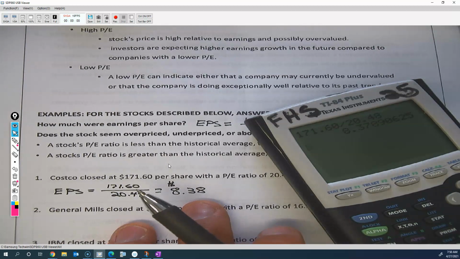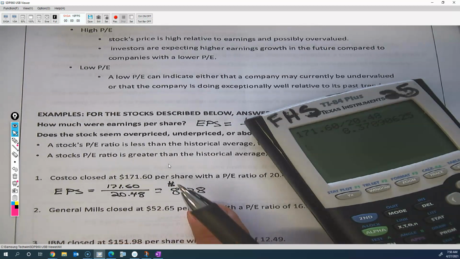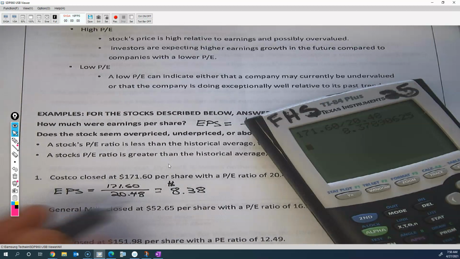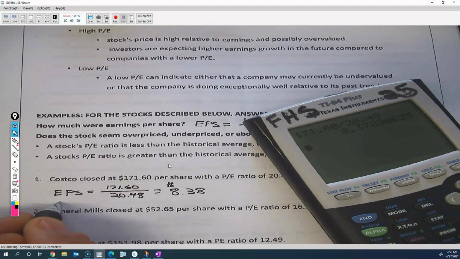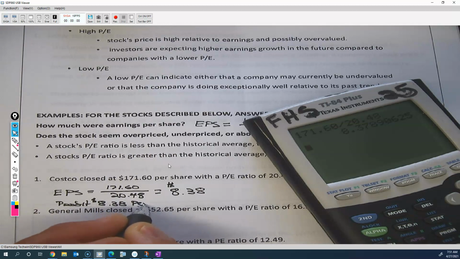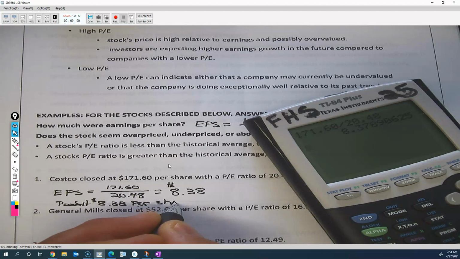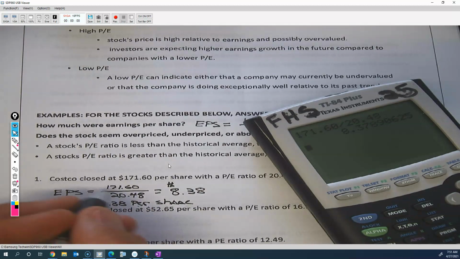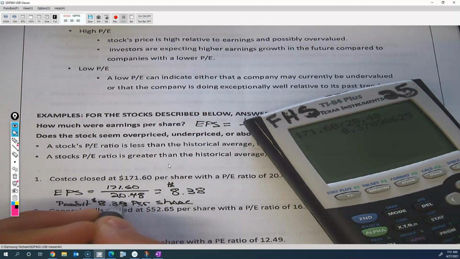So what this means is, for every share that you buy, that's the amount of profit per share. So profit is $8.38 per share. So if you had 100 shares, then your profit would be $838.